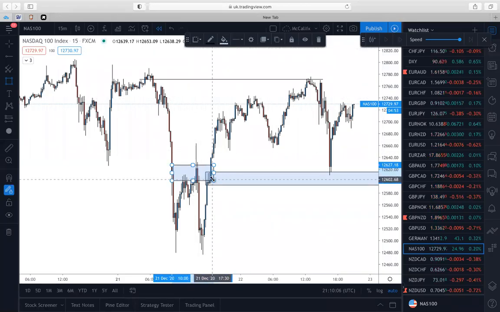Right? So this side is your resistance. You're expecting price to go up and then reverse. But then price went to this side, made a brief consolidation, and price went up. So this side becomes what? A demand structure, a rally base rally.